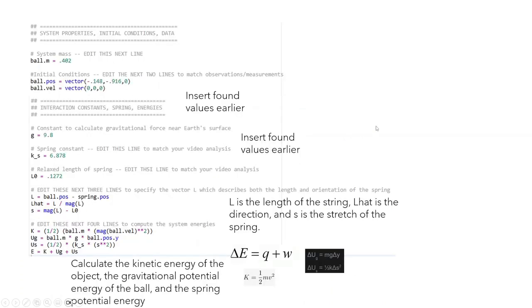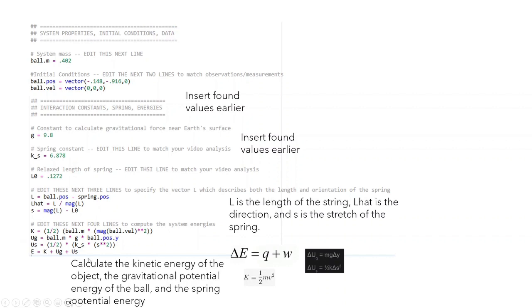Here's part 2, our GlowScript code. First, we set the initial conditions, the ball mass, position, velocity that we found earlier, some constants, and then the unknown initial conditions that we found. We can also solve for the length of the spring, the direction of the force of the spring, and the stretch of the spring.